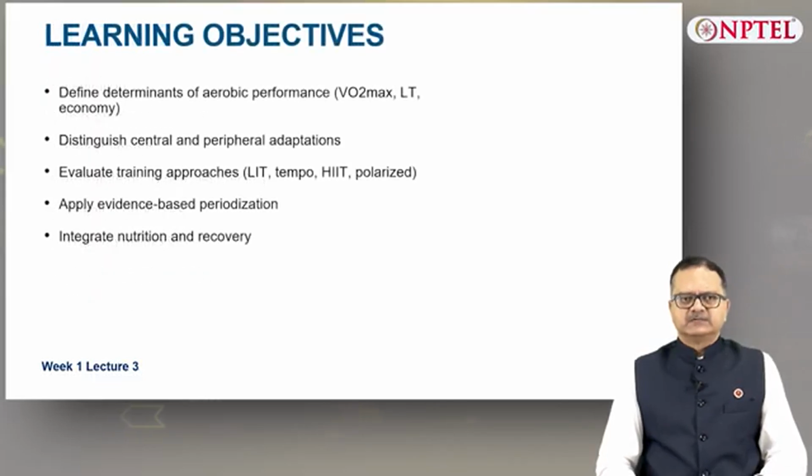The learning objectives of this lecture are to define determinants of aerobic performance, namely VO2 max, lactate threshold, and running economy. Distinguish between the central and the peripheral adaptations. Evaluate the training approaches, LIT, tempo, HIIT, polarized, etc. Apply evidence-based periodization and integrate nutrition and recovery.